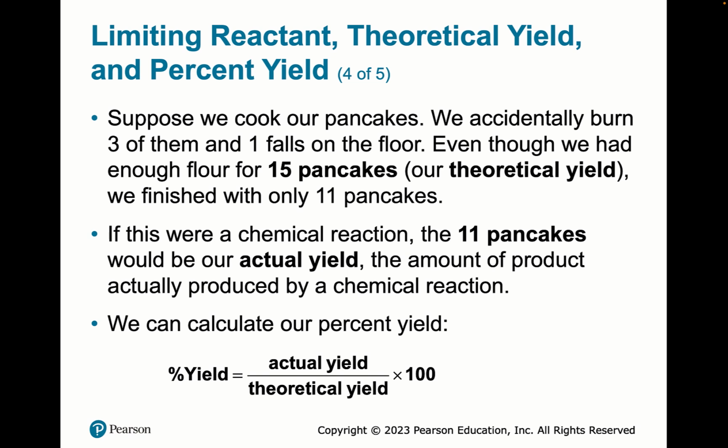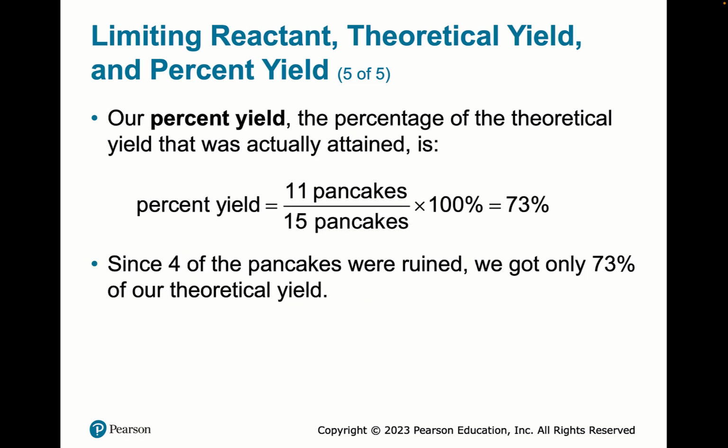It's the actual yield divided by the theoretical yield times 100%. So we were expecting 15, but only got 11. And in doing so, we get our percent yield of 73%. So we made 73%, and this makes sense.